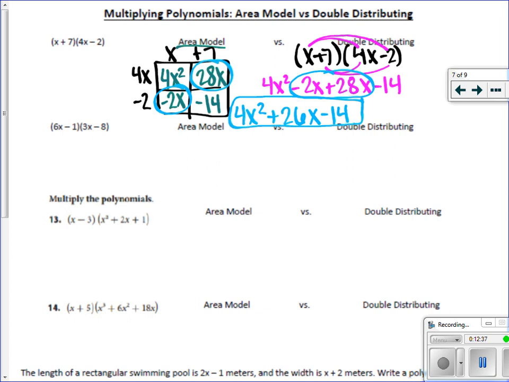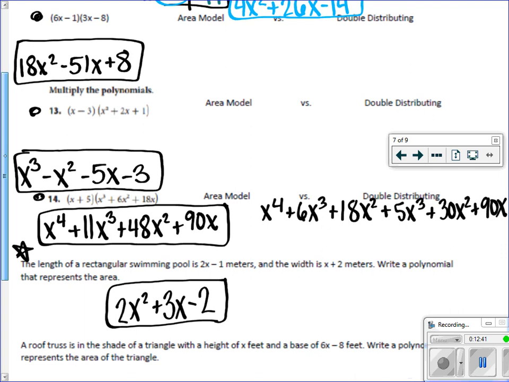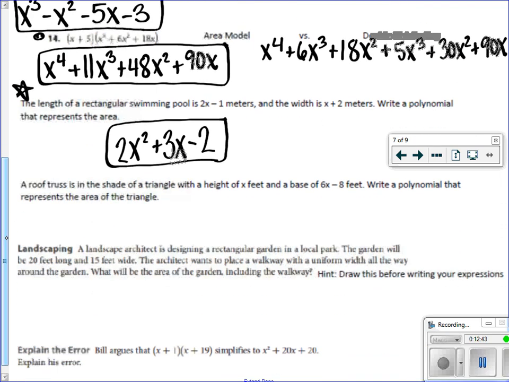Okay, so what I want you doing on the one underneath the rectangle column, talking about a roof truss, it's in the shape of a triangle with a height of x feet and a base of 6x minus 8. So we have to figure out the area of a triangle. How do you get the area of a triangle? Base times height divided by 2, 1/2 base times height, whatever it is.